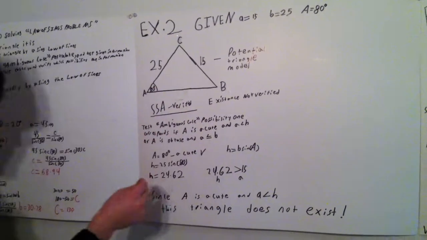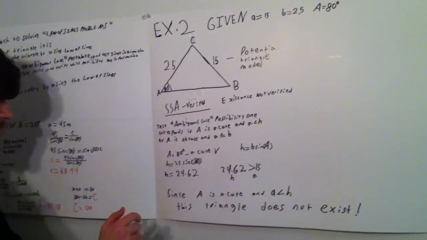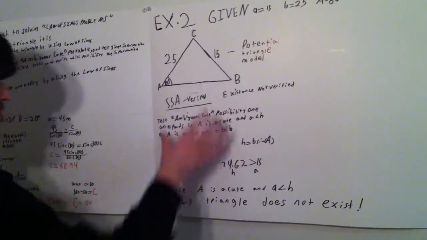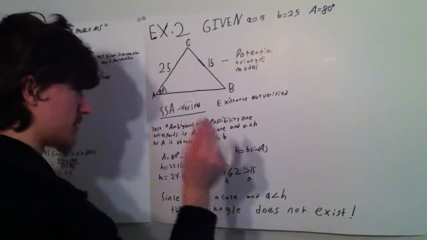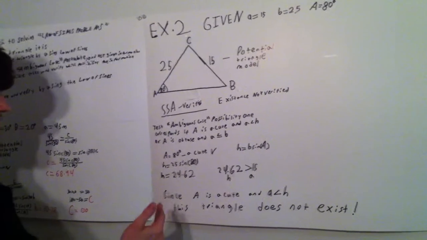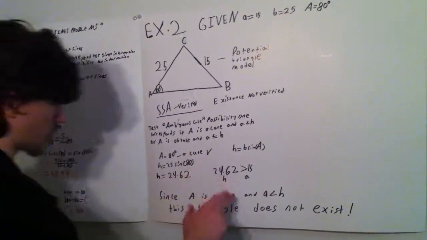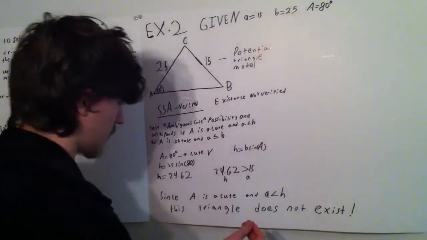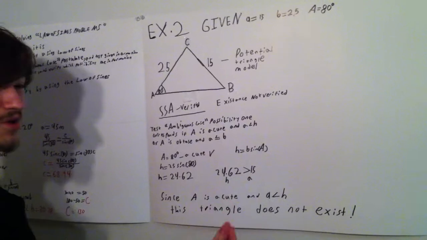So our given angle A is 80 degrees, which is acute, which meets the first of the criteria. And we determine the height of the figure by multiplying the side of B by the sine of angle A, which in this case was 24.62. A was 15, so we can conclude that H is greater than A, and since it meets both conditions, we can conclude that this triangle does not exist.